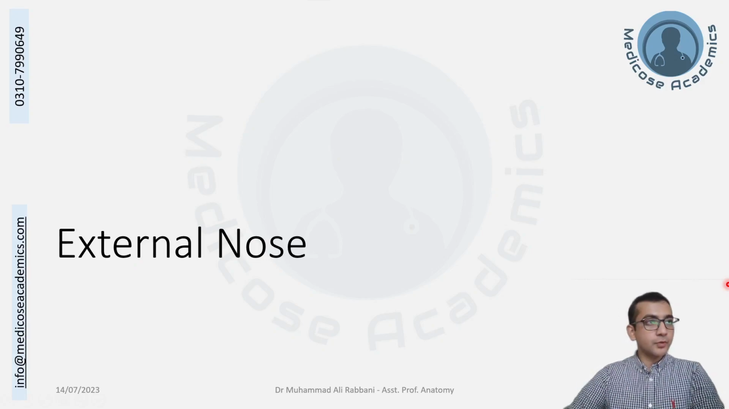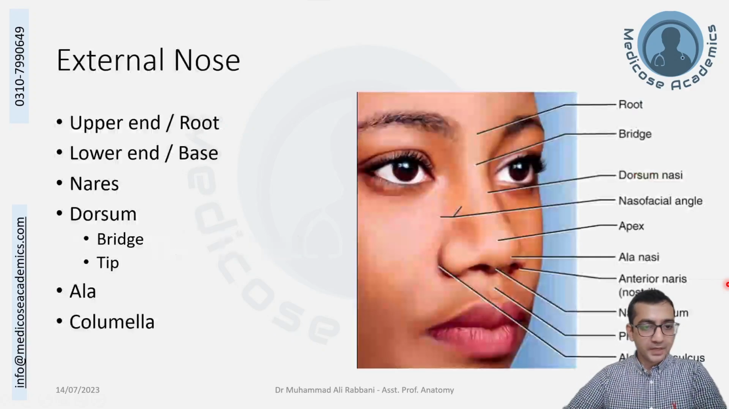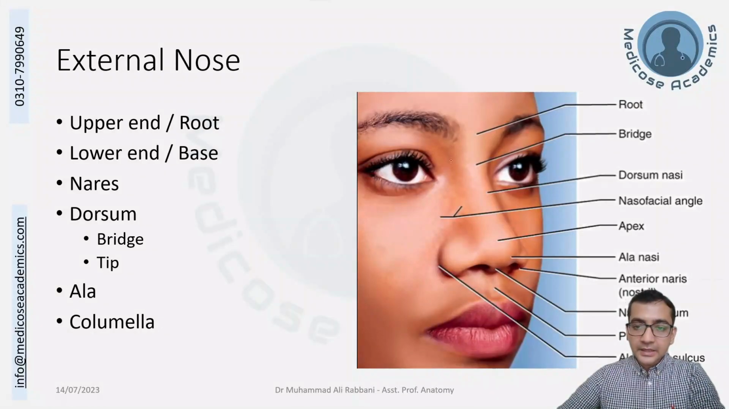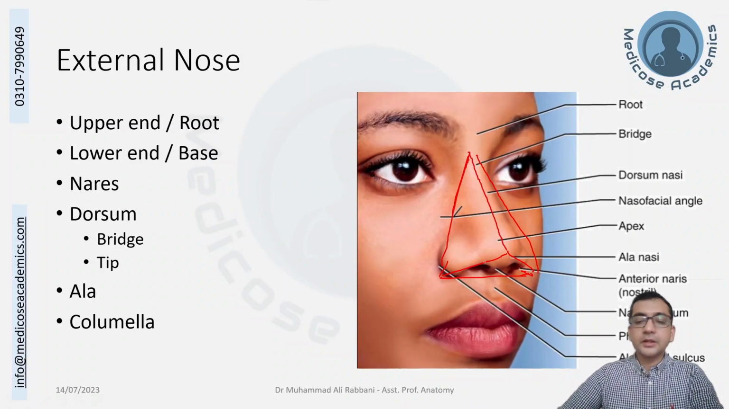External nose, what we can see on the surface. When we see the external nose, it's like a pyramid. It's the pyramidal structure. Here is this part, the base. Here is the upper end. This triangle on the lower end is the base.